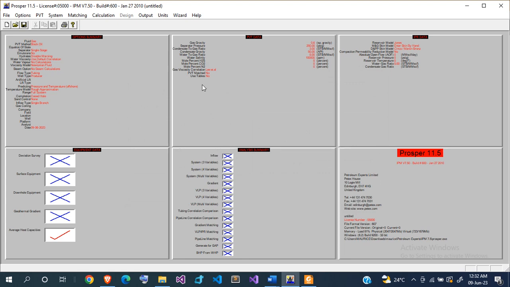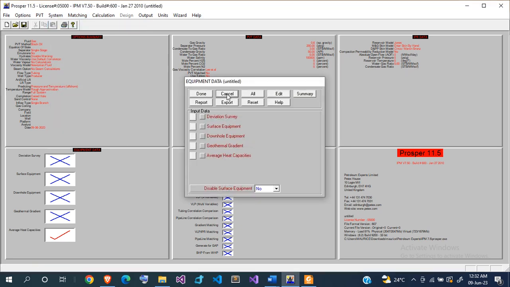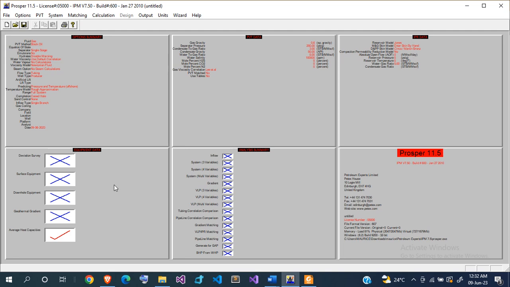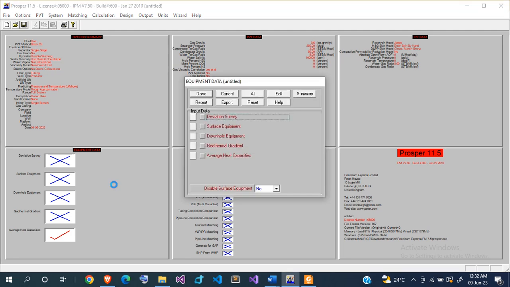Now, the next thing to do is I'd love to supply this before going for the IPR data. Now, this is the equipment data. You can also get that by going to system equipment, right? So alternatively, you can double click here, and it brings up the same. So I'm going to supply everything except the surface equipment.